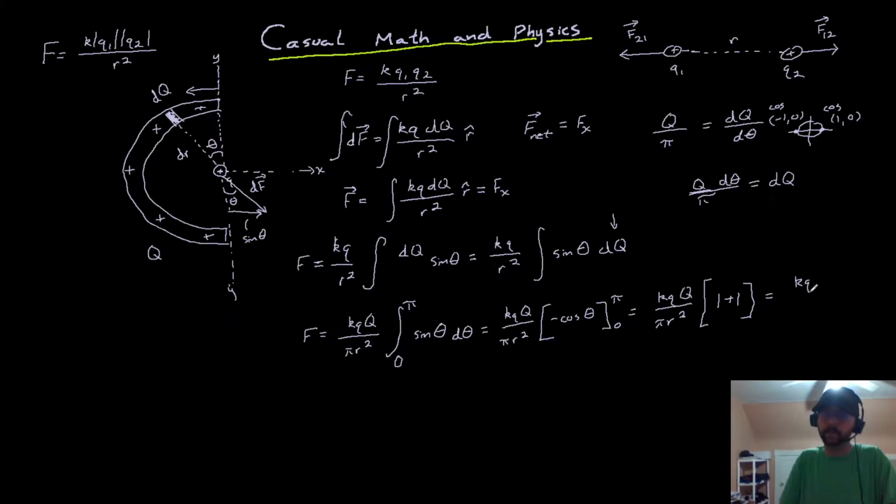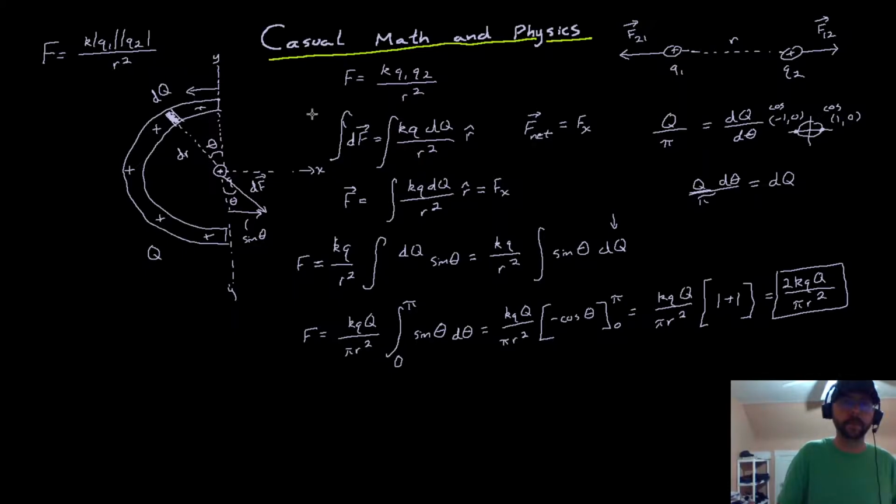2 times k q q over pi r squared. And I'm going to leave it like this. You could also substitute out the k, and you could put in a lambda for charge density, and you could do some other things. But this is a formula that you can work with. So now let me double check, yeah, that's what I had there. Okay.